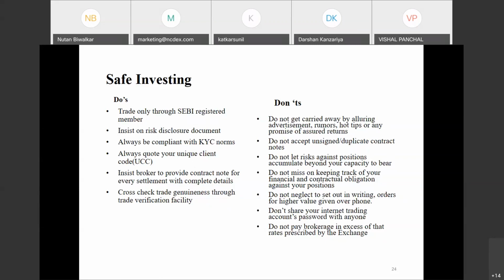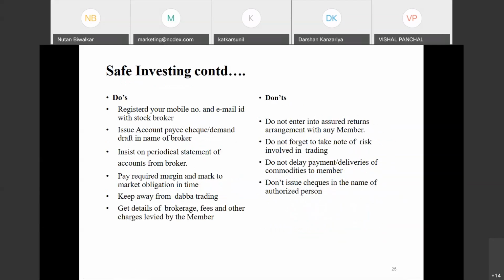KYC documents are very important from the member's point of view, because before onboarding a client, the member should know who this client is, and so it restricts unwanted entities from the system. All these things are very important. So take care of all these instructions and invest very safely. I think all these do's and don'ts are very easy; anybody can understand them.